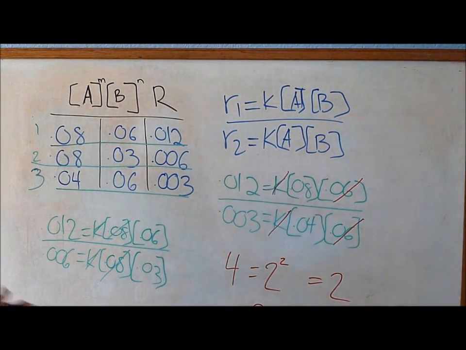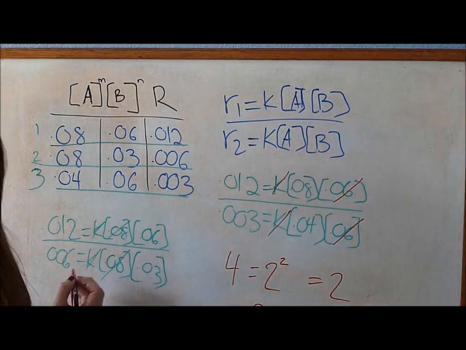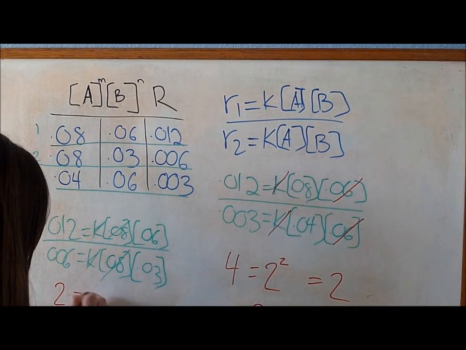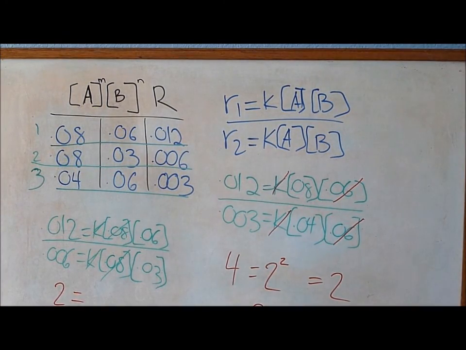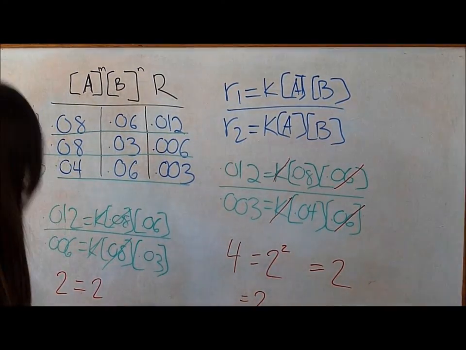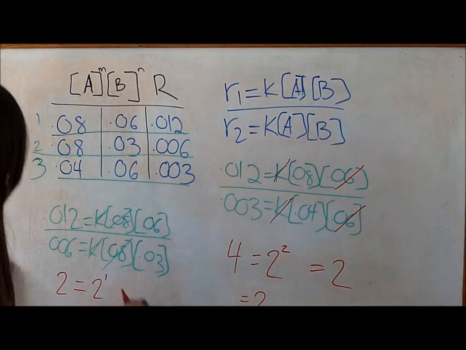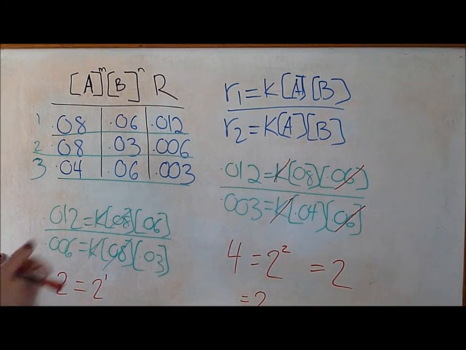So now, what's 0.012 divided by 0.006? That's 2. Equals, what's 0.06 divided by 0.03? That's 2 also. So, 2 to what power equals 2? 1. So your answer is 1.